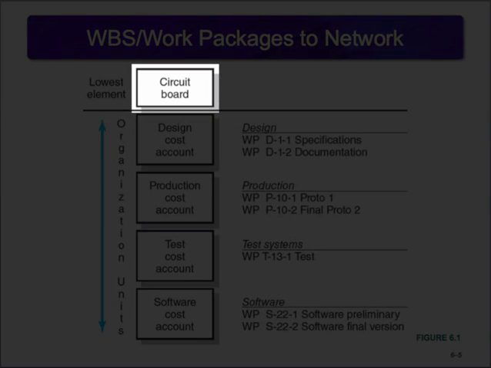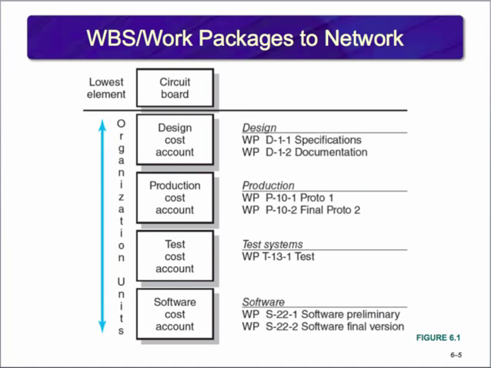The lowest level deliverable here is a circuit board. The cost accounts, design, production, test, and software, denote project work, organization unit responsible, and time phase projects for the work packages. In this example, the design cost account has two work packages, D-1-1 and D-1-2, specifications and documentation.